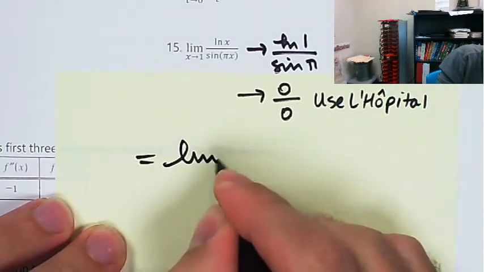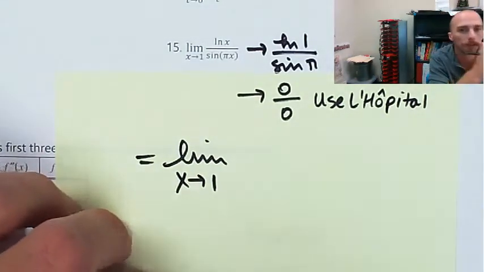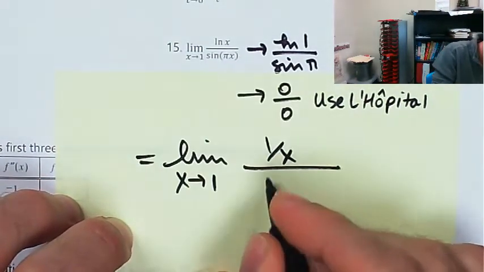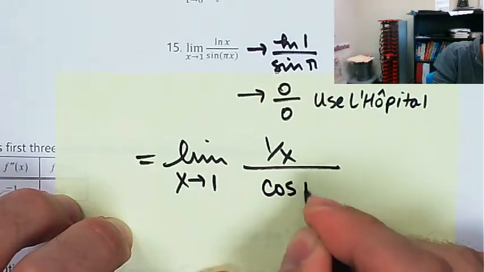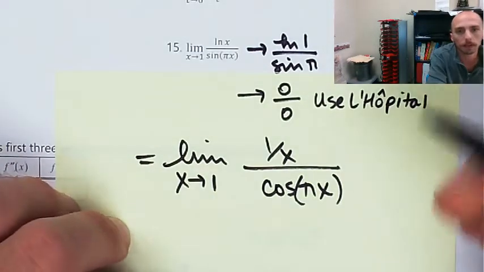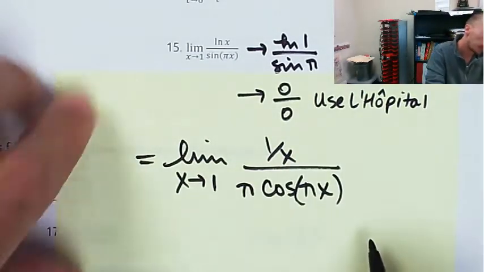Okay, so this is equal to the limit as x approaches 1 of the ratio of the derivatives. So the derivative of log of x is 1 over x, and the derivative of sine of pi x is going to be cosine of pi x. Leave the inside the same, take the derivative of the inside for the chain rule, and that's going to be multiplied by pi. All right.